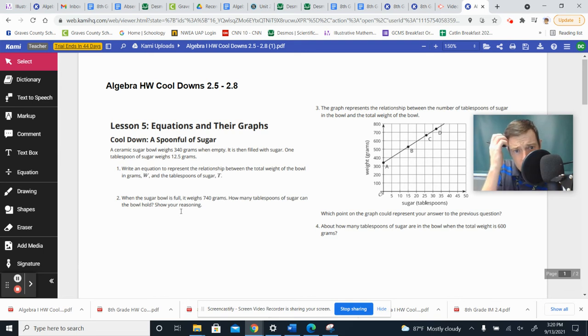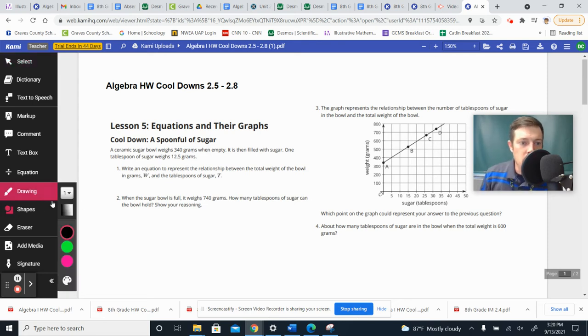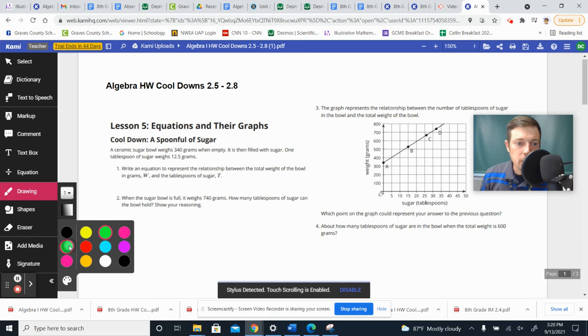We're looking at this spoonful of sugar cool down. We've got a ceramic sugar bowl that weighs 340 grams when it's empty, and then we fill it with sugar. And 1 tablespoon of sugar weighs 12 and a half grams. That's the information we're given. And our job is to start off by writing an equation that represents this relationship. So let's get down to it.